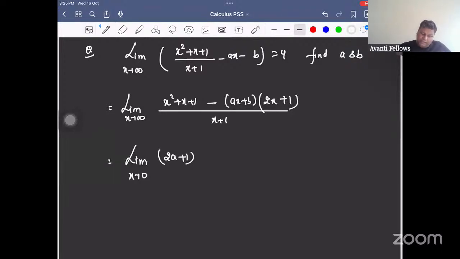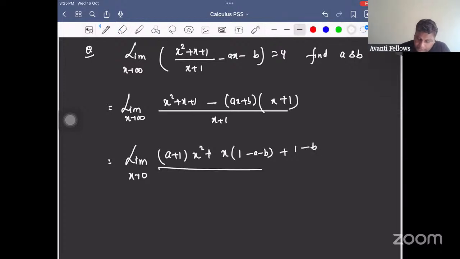I just took LCM. Taking LCM, denominator goes x plus 1. Numerator goes x plus b into x plus 1. I made a mistake. Yes, it is x plus 1. Now if you multiply, it will be a plus 1 into x square plus, with x it is 1 minus a minus b plus 1 plus b. Got it? So a plus 1 x square plus x into 1 minus a minus b plus 1 minus b upon x plus 1. This is given as 4.